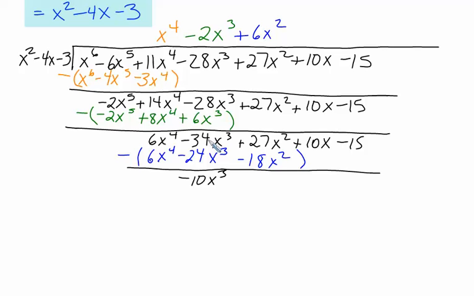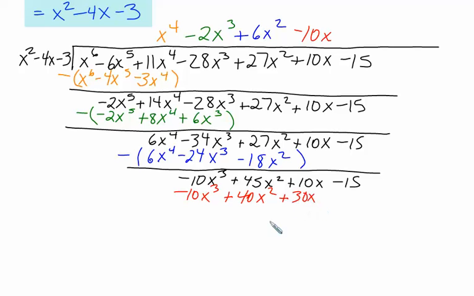So here we have negative 34 plus 24 is a negative 10. 27 plus 18 is going to be a 45x squared plus 10x minus 15. Okay, so now we take the negative 10x cubed divided by x squared, which would be a negative 10x. Make sure that we multiply each item in the divisor by the negative 10x. Oh, this looks nice. 45 minus 40. Feeling pretty comfortable that we're making progress successfully. This will be a plus 30x.